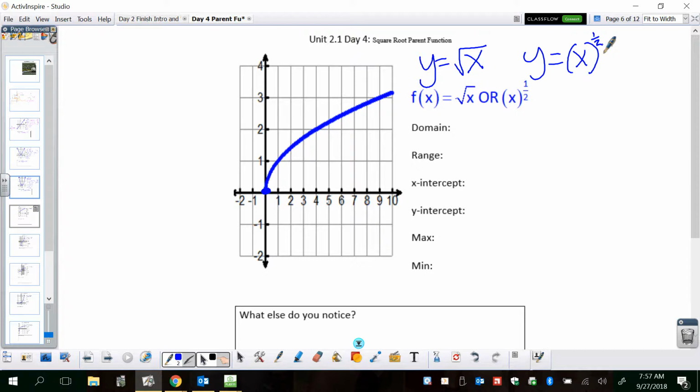Okay, so what's my domain? Is it all real numbers again? No, because it doesn't go to the left forever. It stops. It does go to the right forever. So what is my domain? 0 to infinity, which is the same thing as saying x is greater than or equal to 0. What about my range? It starts at 0, and does it go up forever? Yes. So it goes from 0 to infinity. So my domain and range look exactly the same.